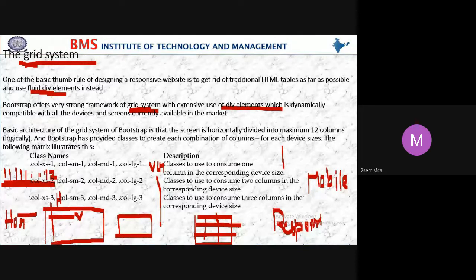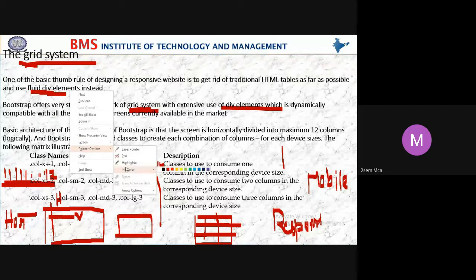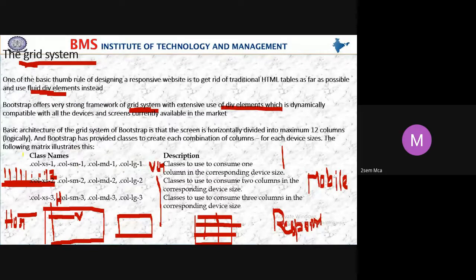And see here, see this table. So this is a table, students. See, this is extra small, small, medium, and large. XS is extra small. Extra small, small, medium, and large.